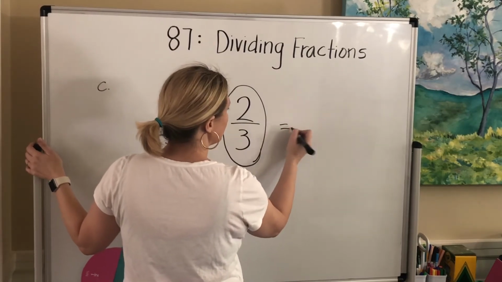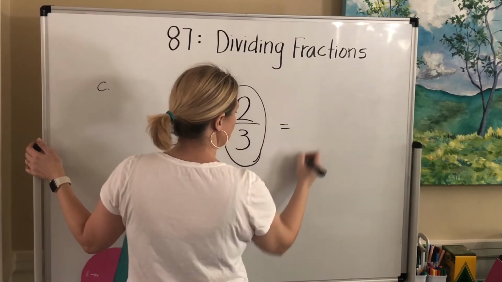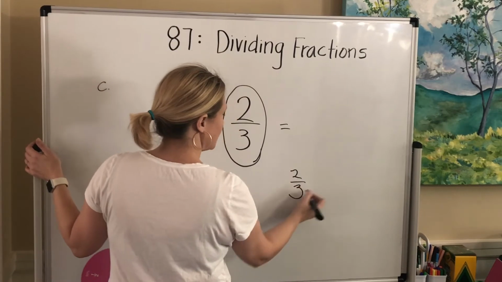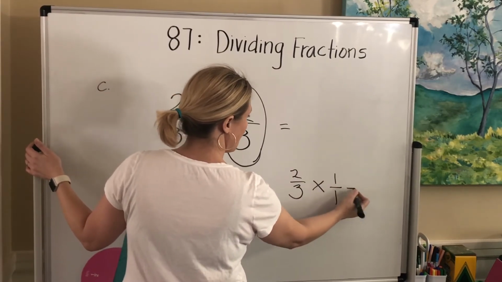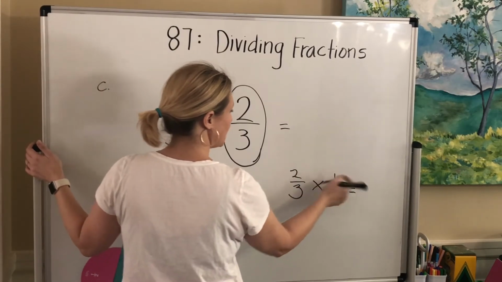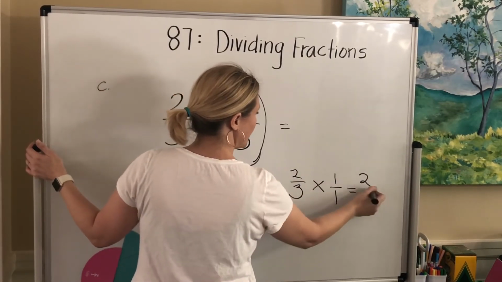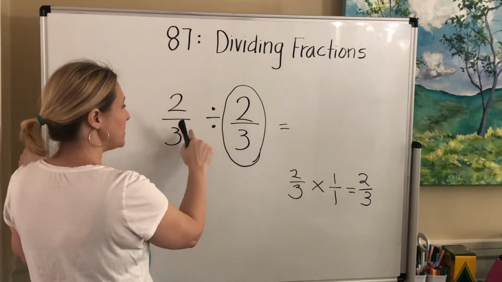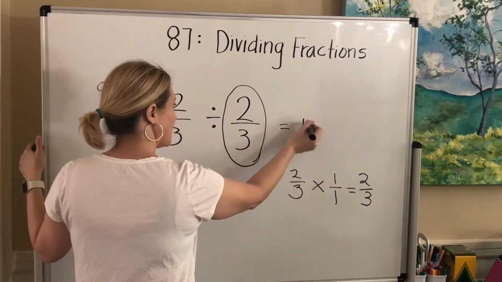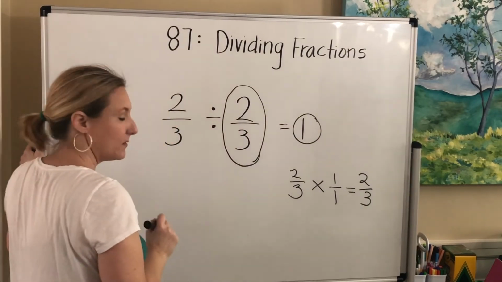2/3 times, let's do this, 2/3 times 1, which would be 1/1, equals 2 times 1 is 2, 3 times 1 is 3. So the answer to this, how many 2/3 can go into 2/3? Only one of them. So the answer is 1.